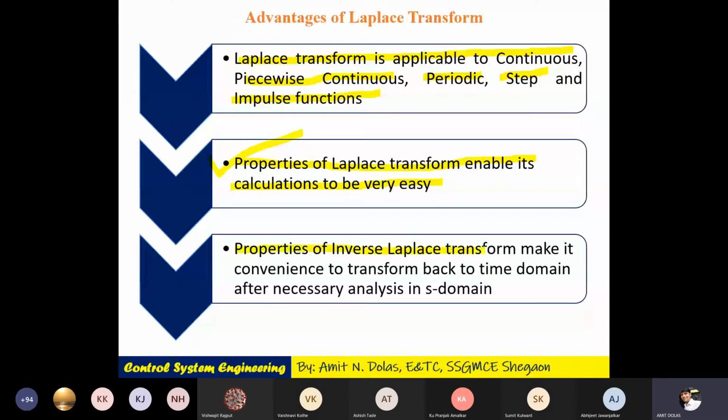Properties of the inverse Laplace transform make it convenient to transform back to the time domain after necessary analysis in the S domain. What we do? Time domain will be converted into the S domain. We perform whatever operation we need, as we did in our earlier example, and later on we may convert it back to the time domain. It will be easier by using inverse Laplace properties.